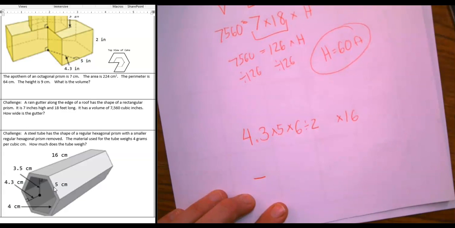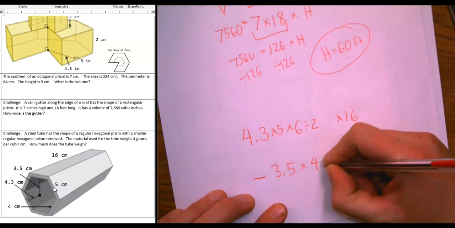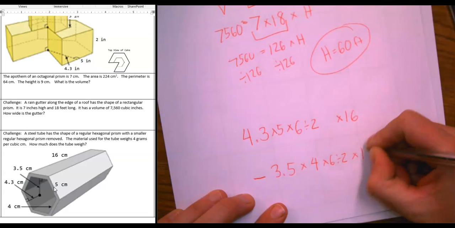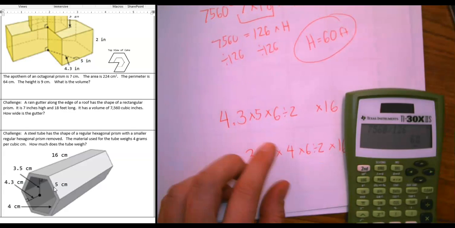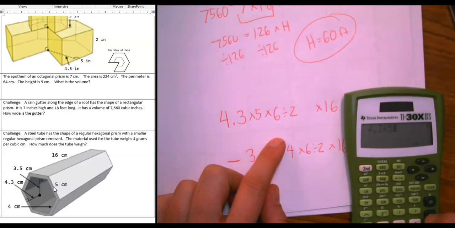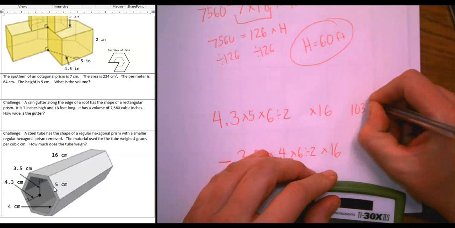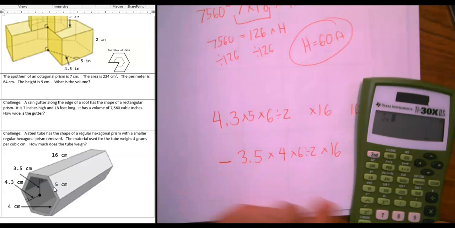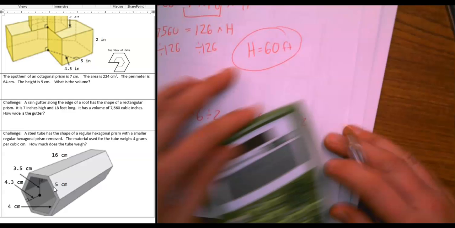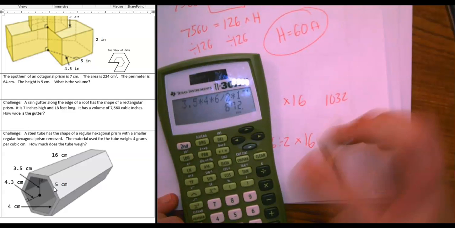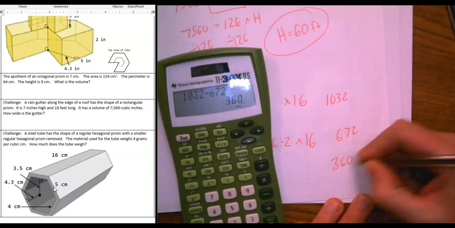minus the inside, the apothem is 3.5. The side length is 4 times 6 divided by 2, and again the height is 16. And type that whole thing into my calculator, and it will tell me the volume. So I do 4.3 times 5 times 6 divided by 2 times 16. So the outside would be 1,032. 3.5 times 4 times 6 divided by 2 times 16. Inside would be 672. Subtract them. 1,032 minus 672 is 360.